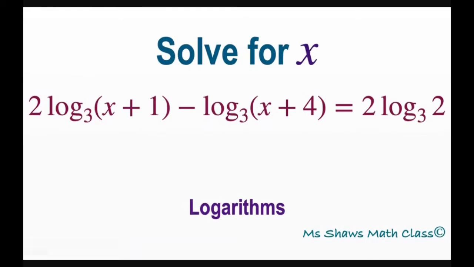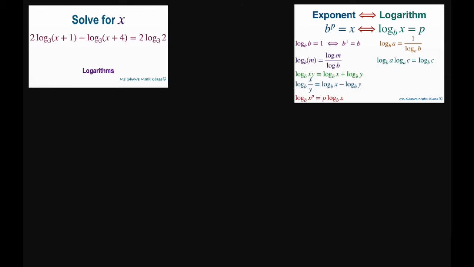Everyone, we're going to solve for x. We have 2 times log base 3 of x plus 1 minus log base 3 of x plus 4 equals 2 times log base 3 of 2. All right, we're going to write this as a single log on both sides.